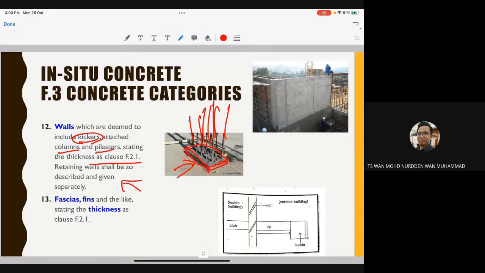Okay, number 13. Fascias, fin and the like, stating the thickness. Kalau kita ada fascia kat depan ni, biasanya dengan benda ni fascia board. Okay, fascia board tu timber. Tapi kalau you ada flat roof kat depan tu, klien minta rumah kat depan tu ada fascia macam ni. Tapi this fascia is actually a concrete lah. Okay, so kita kena refer to 13.